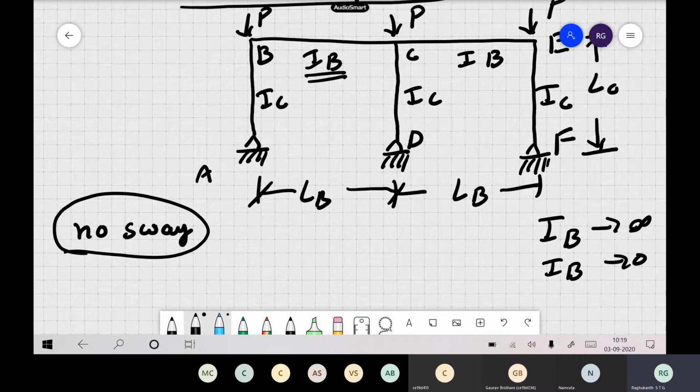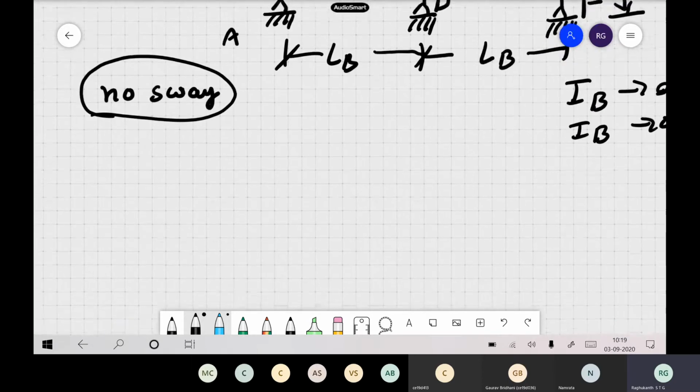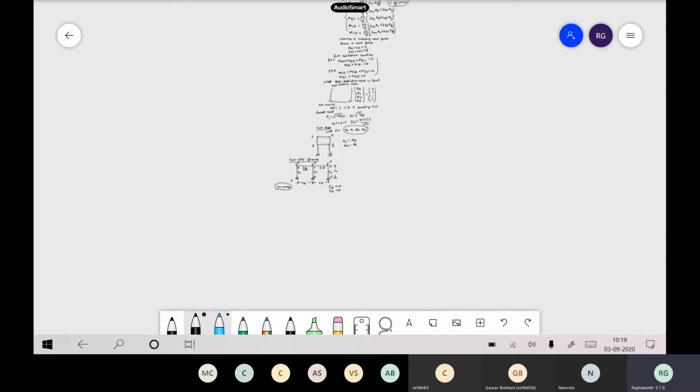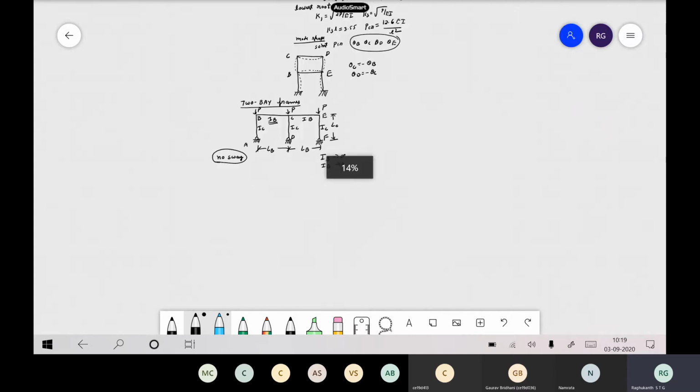Now for this problem, as I already told you, the first step is to find out the unknowns here. And what are the unknowns? What are the independent variables?